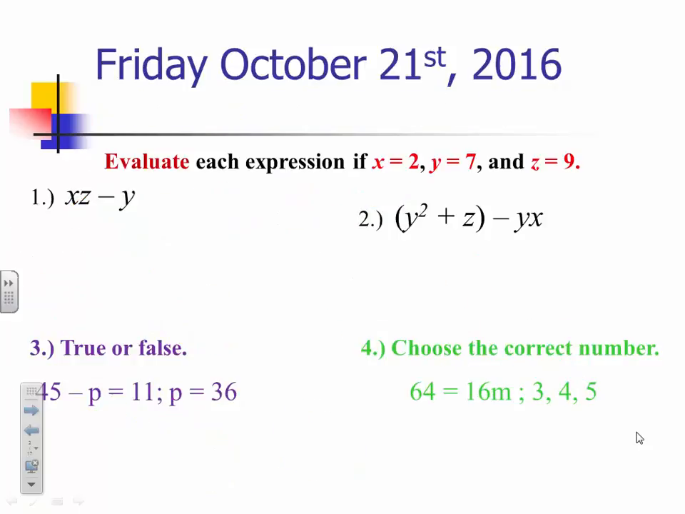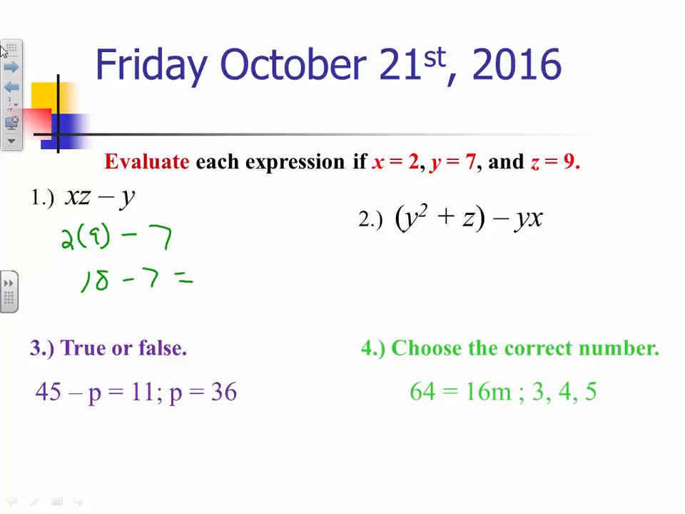Alright, these four are very similar, written a little differently, so I'd like you to pause and try all four of them. Go ahead. Okay, so let's substitute here. I'm going to go a little faster. 2 times 9 minus y. Sorry, that's not y. Y is 7. We've got 18 minus 7, which is 11.